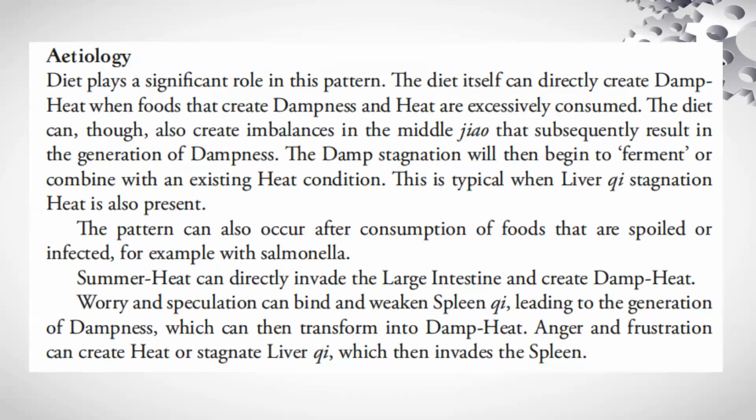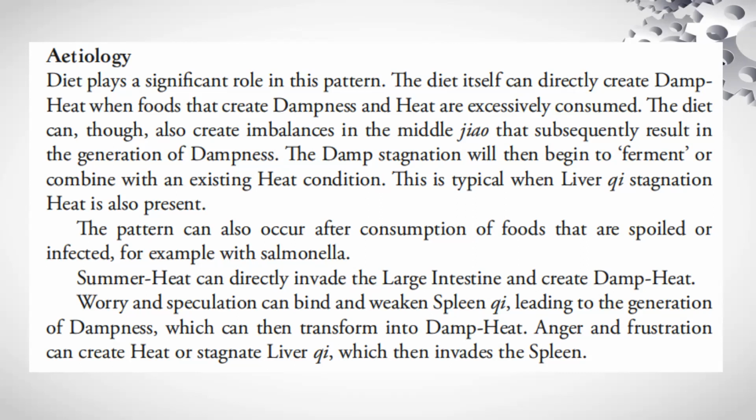Diet plays a significant role in this pattern. The diet itself can directly create damp heat when foods that create dampness and heat are excessively consumed. The diet can, though, also create imbalances in the middle jiao that subsequently result in the generation of dampness. The damp stagnation will then begin to ferment or combine with an existing heat condition. This is typical when liver Qi stagnation heat is also present.